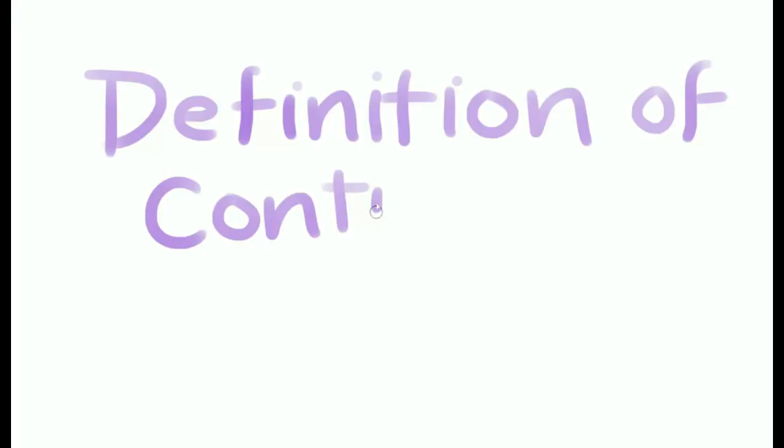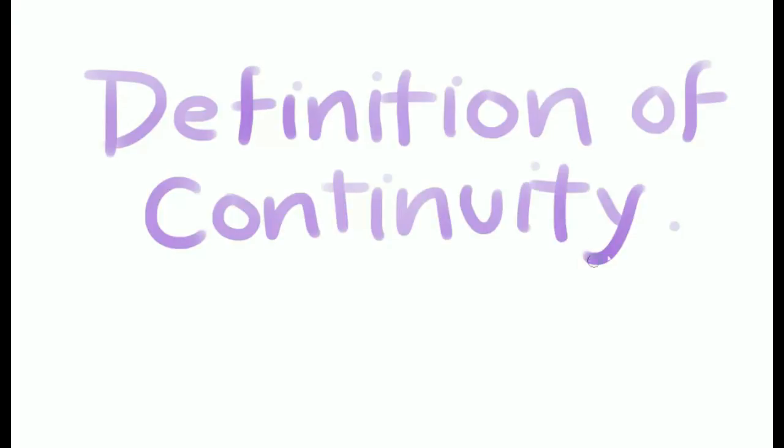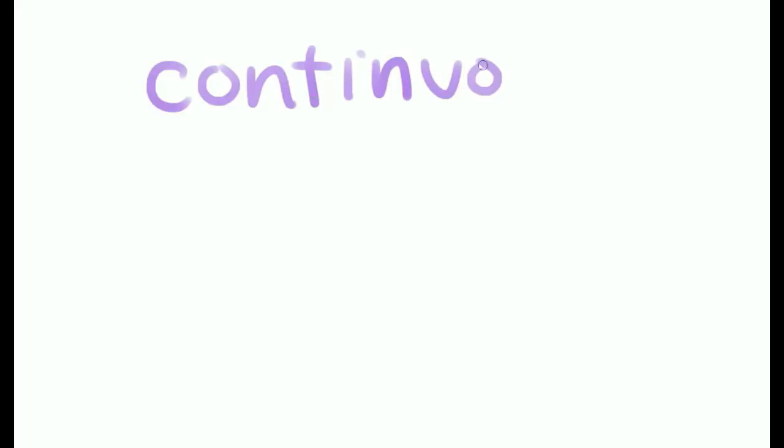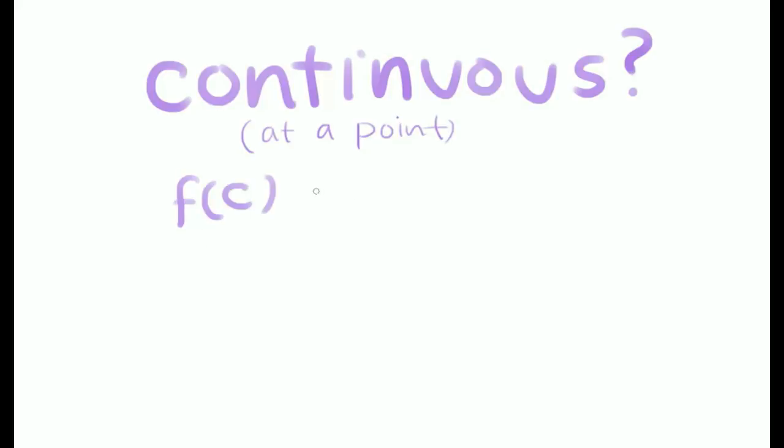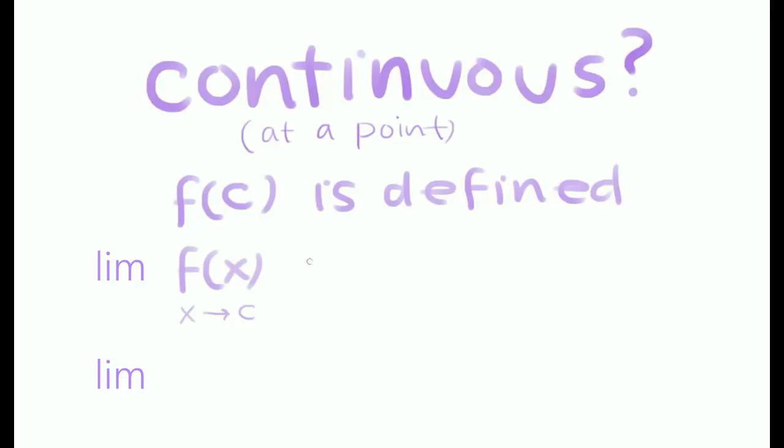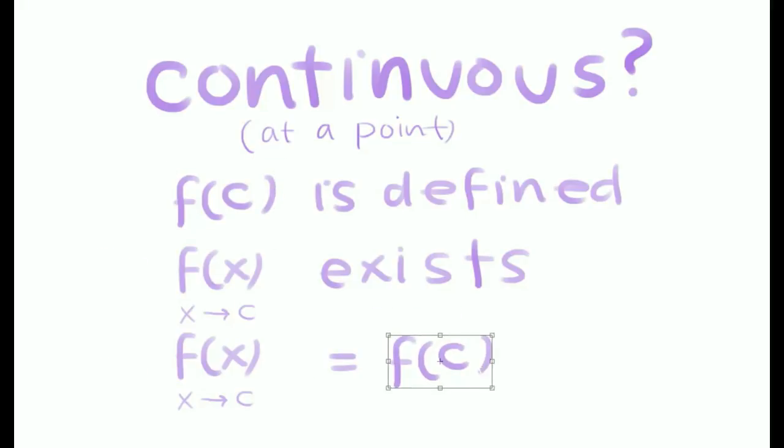So to know if a function is continuous without a graph, we look at the definition of continuity to tell us whether the function is continuous at a point or not. And so the first condition that needs to be satisfied is f of c is defined, c being any real number. There's an error on the last two. It should read the limit as x approaches c of f of x exists, and lastly the limit as x approaches c of f of x equals f of c.